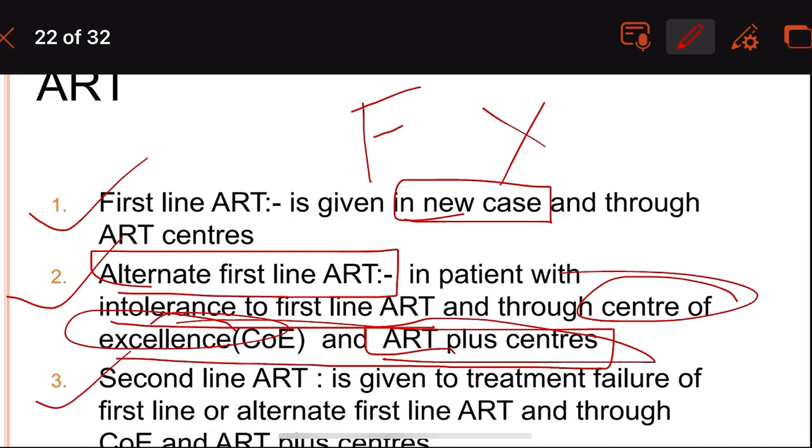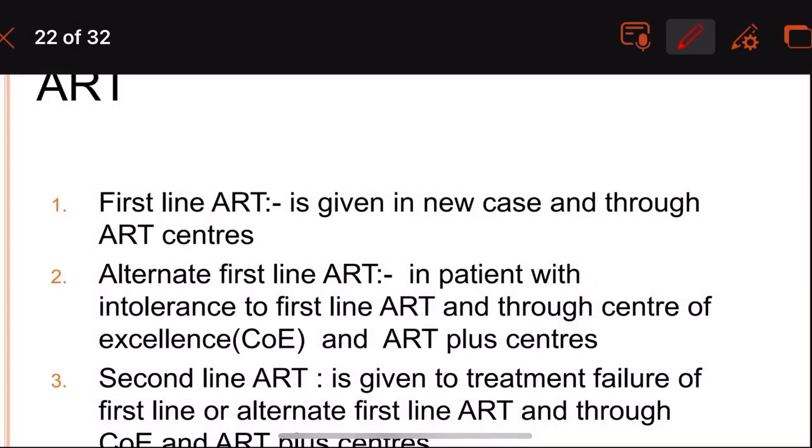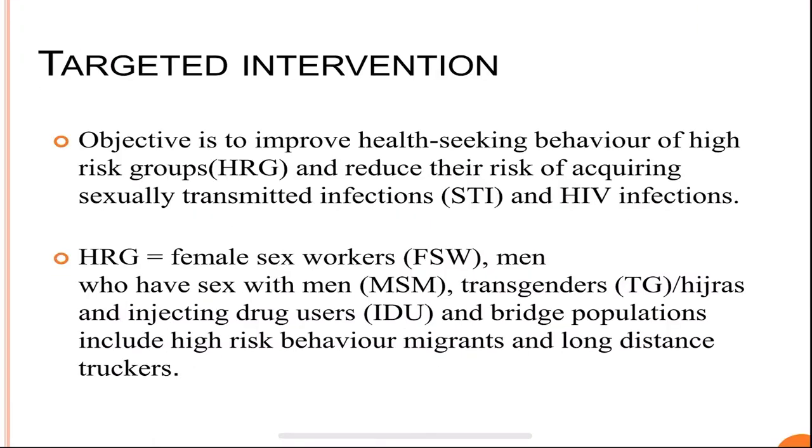The second line ART is given to treatment failure of first line. In case the first line treatment has failed, then we have the second line ART. It is an alternative to first line ART, and through COE and ART plus centers, that is center of excellence and ART plus centers.